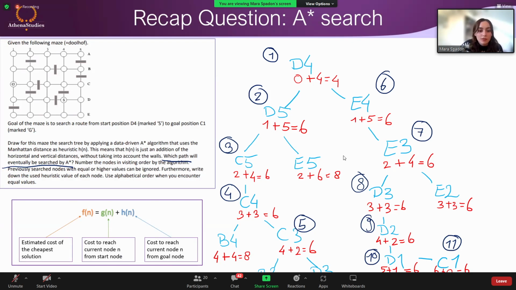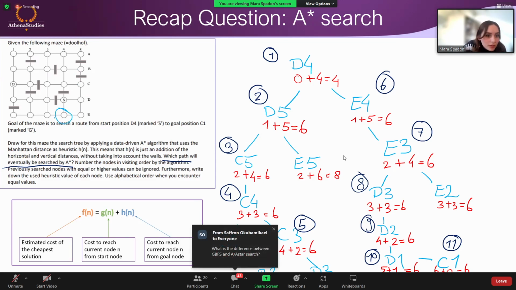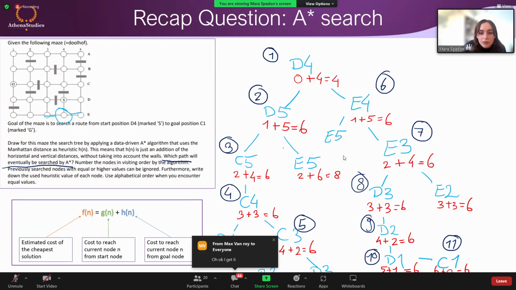So if we would take from E4, let's see, E4, you could argue that you could also go to E5 again, right? If you calculate this heuristic value, what do we get? Oh, you get it. Okay, great. Yes, because that would be bigger again.